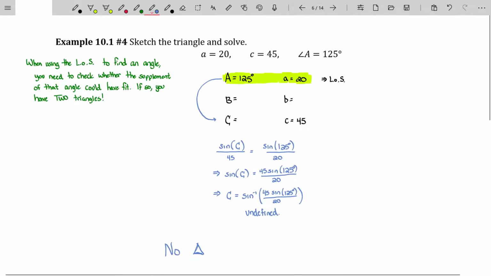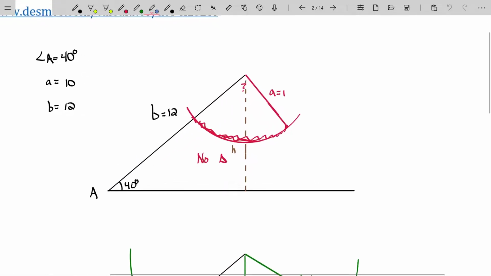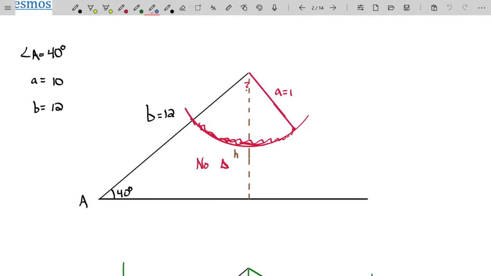All right. And by the way, let me give you the visual of what we just did. It's the top case right here, where they gave us a side length so short that it couldn't create a triangle. That's basically what happened. So that's a visual of why we have no triangle.